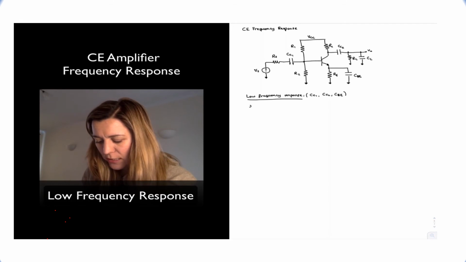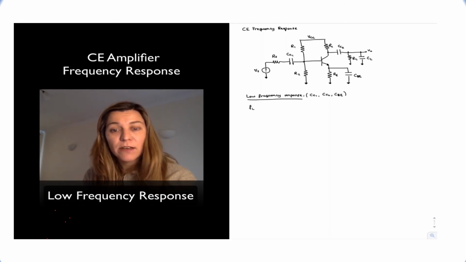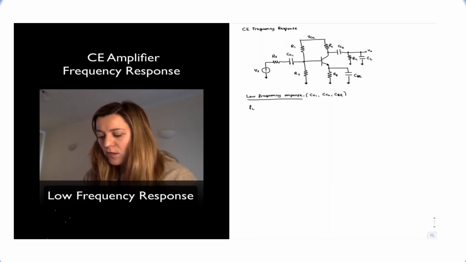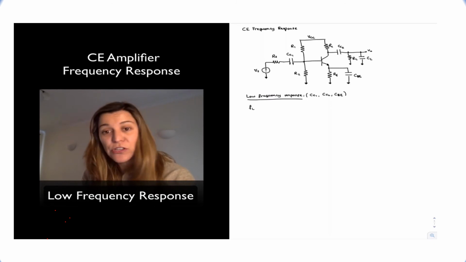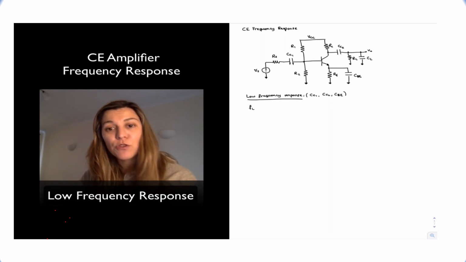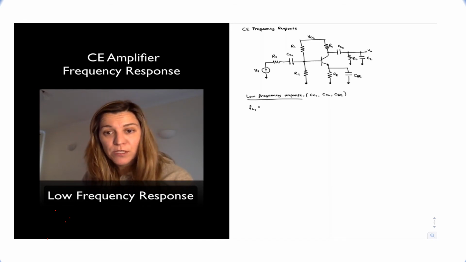So we're going to calculate the low cutoff frequency due to each one of those capacitors individually. To do that, while I'm calculating the low cutoff frequency due to capacitor CC1, let's say, I'm going to assume that the other capacitors are short circuits so that they don't interfere with my response. Let's go ahead. I'm going to calculate 3 cutoff frequencies: the one due to CC1, the one due to CC2, and the one due to CBE.